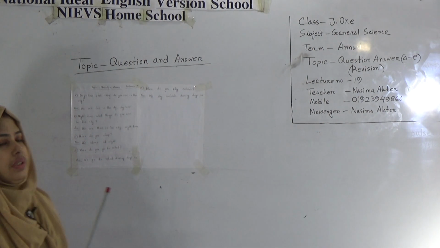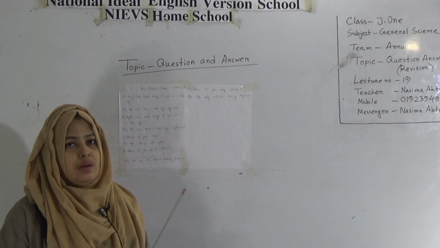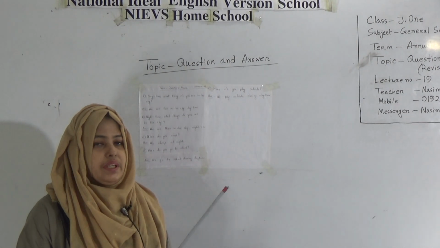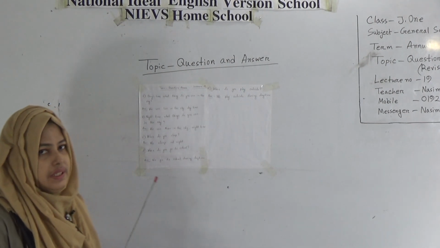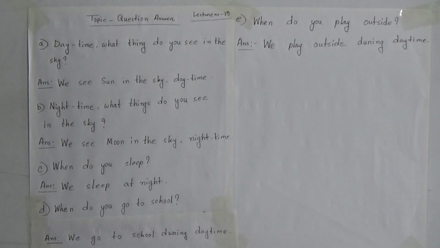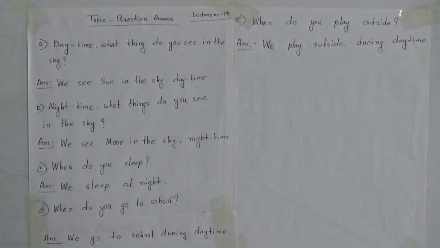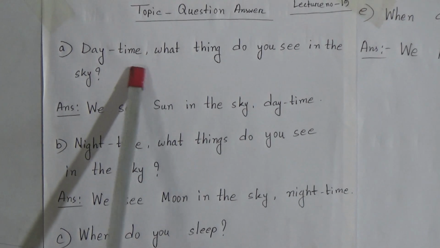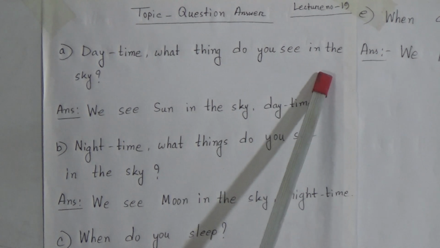Students, we have already finished all topics of our annual term exam. Today this is our revision class. Let us start today's class. You can see here is from A number to E number. The A number question is: in daytime, what thing do you see in the sky?